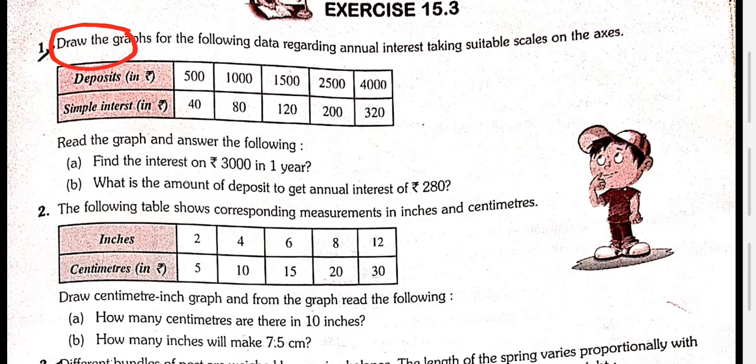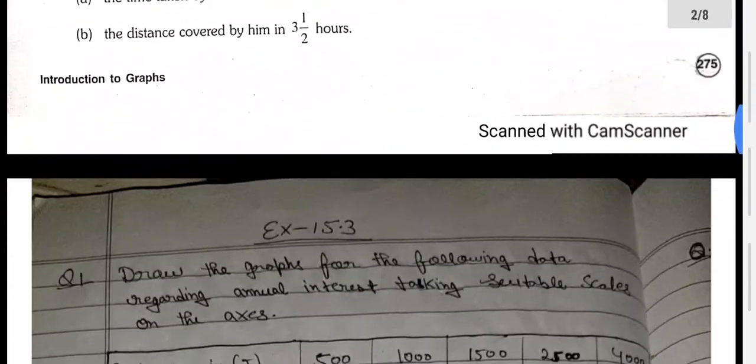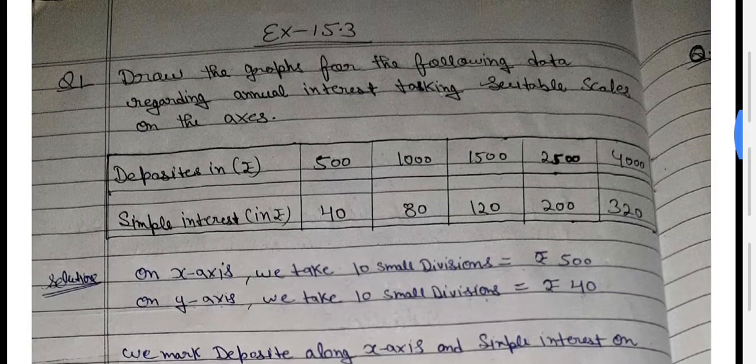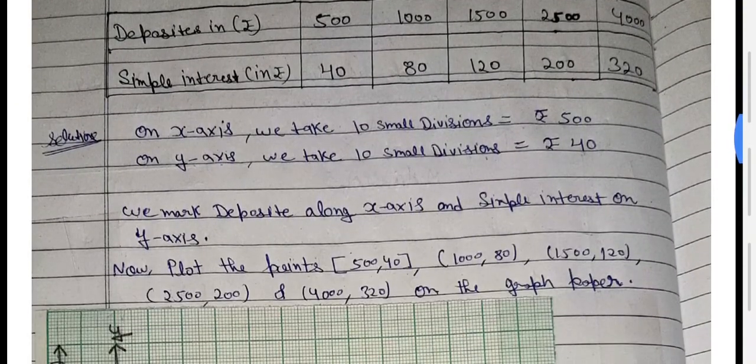In the first part you have to draw the graph, and then, when you have drawn the graph, you have to read the graph and give the answers to these two questions. So first we have to draw the graph. Okay, now let's come to the answer. I am drawing the table here like that, deposit and simple interest. As I told you, the first one you have to represent on the x-axis, and the other one on the y-axis.